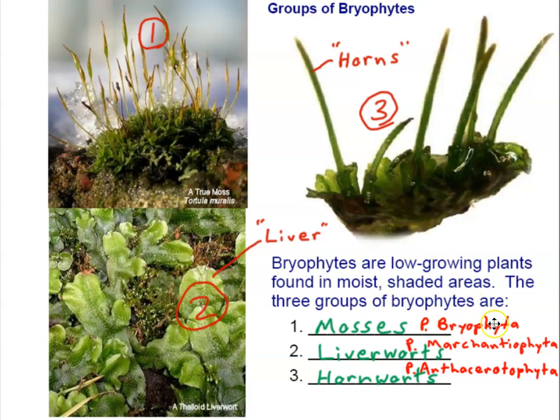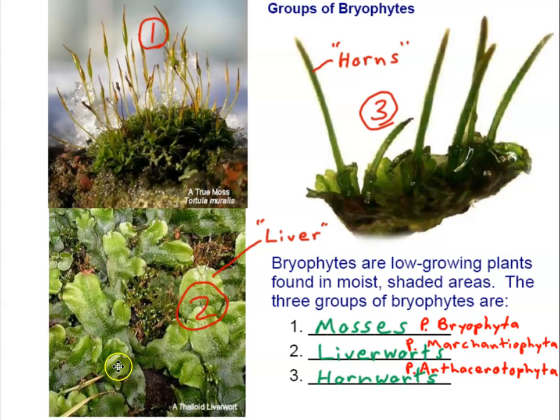But the phylum name Bryophyta strictly refers to those that are considered true mosses. Then there are liverworts, which are in the phylum Marchantiophyta, and then hornworts, which are in the phylum Anthocerotophyta, which is quite a lot of syllables. So the mosses, phylum Bryophyta, look like this, and if you've gone for a walk in the woods, I'm sure you've seen mosses all over the place.